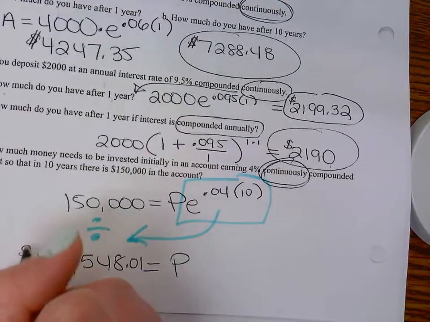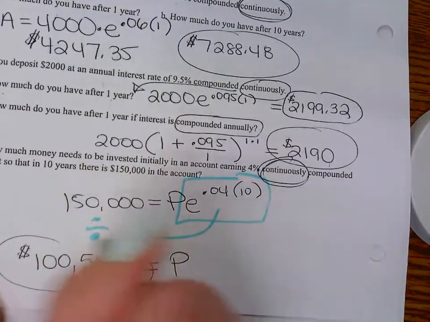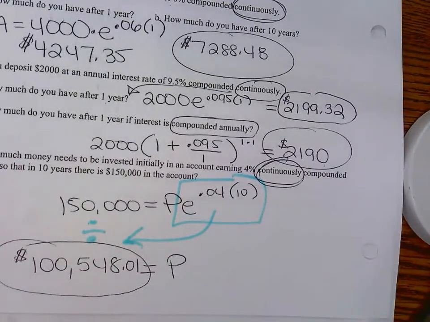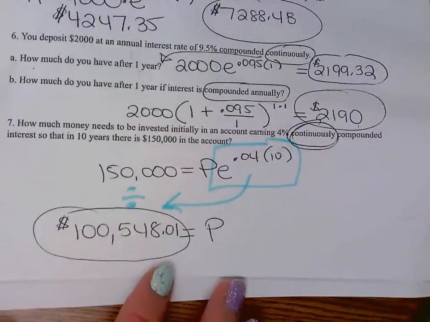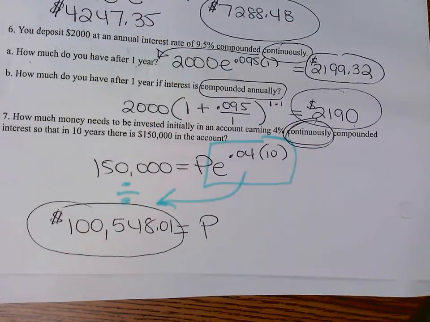$100,548.01 is how much you need to invest. Does that sound right? It's only 10 years. You're gaining $50,000. It's only a 4% interest rate. So that's a decent return on your money. If you were in the stock market, hopefully it would go up with more than that, between 8 and 10% interest. All right, so that was compound interest.